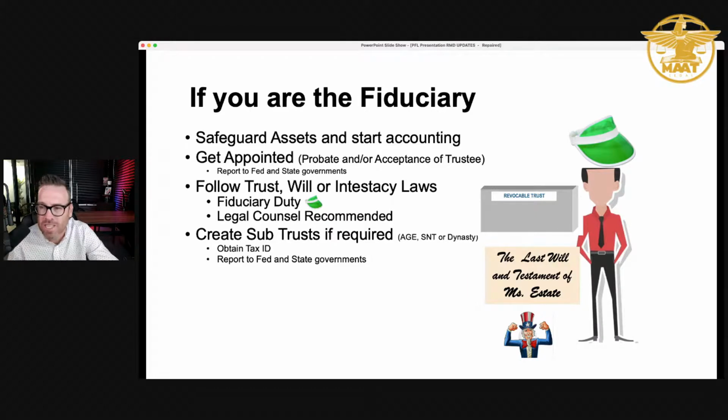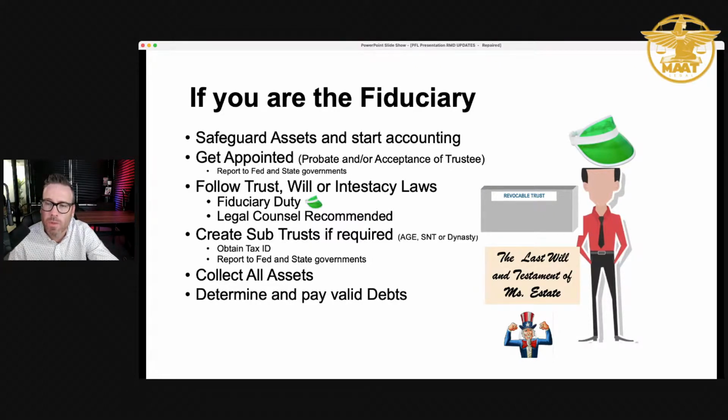You've got to get a tax ID number and report to the government. You've got to collect all the assets after you get appointed and create these subtrusts. Determine valid debts. There are a lot of claims made after someone passes away. They're not all valid. There are some things that don't necessarily have to be paid. Another reason why I recommend legal counsel. They can help people avoid unnecessary debts or help them negotiate with debts, with unsecured debts especially.